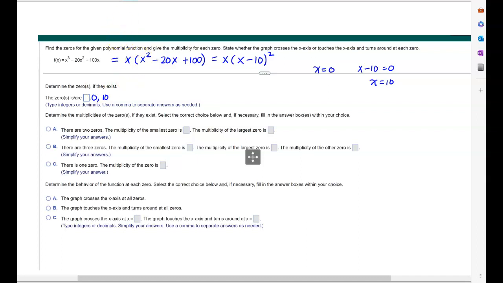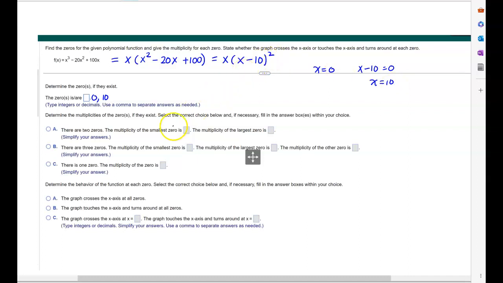Now to determine the multiplicity, you just have to look at each factor and pay attention to the power. So here you don't see an exponent. That means the multiplicity is 1. And here you see that the exponent for x minus 10 is 2. So that means the multiplicity of x equals 10, the multiplicity of that root, 10, is 2.